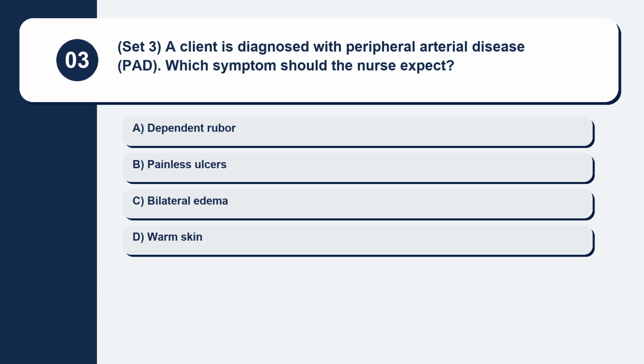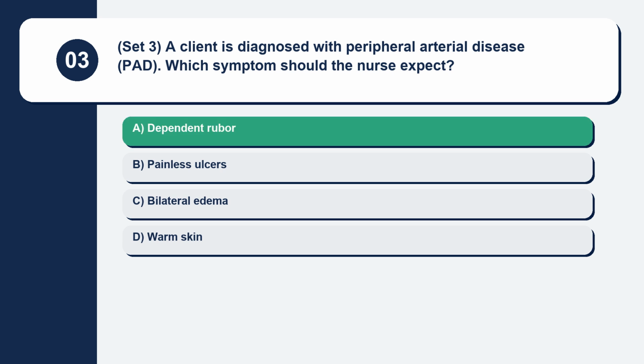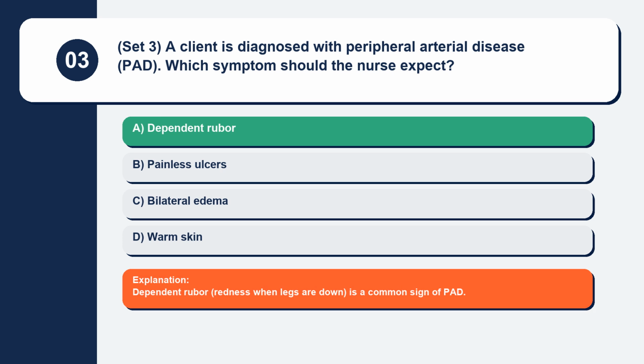Question 3, Set 3. A client is diagnosed with peripheral arterial disease, PAD. Which symptom should the nurse expect? Dependent rubor, painless ulcers, bilateral edema, warm skin. Dependent rubor, redness when legs are down, is a common sign of PAD.